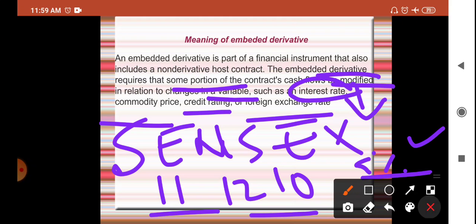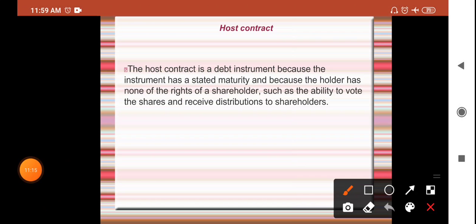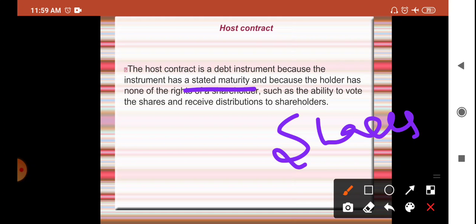Next, host contract. What is this host contract? It's a debt instrument. Bond is also a debt instrument that has a stated maturity and it is not shares. Other than the shares, whatever instruments we are dealing with, that is the debt instrument that can come into the host contract. So debt instrument means it has a stated maturity.